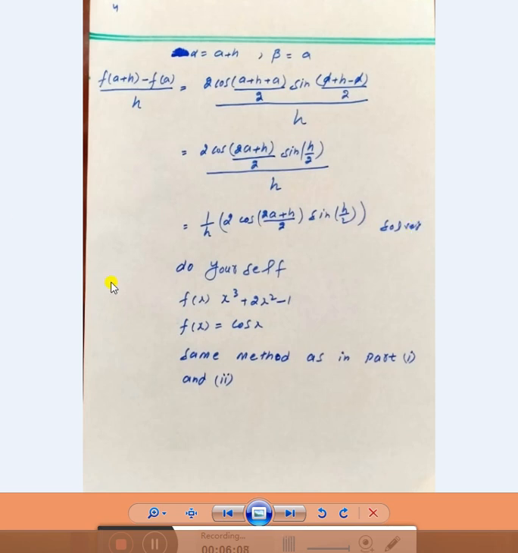Okay, the next parts of this question, kindly do yourself. For f(x) = x³ + 2x² − 1, I have a missing sign of equality, so put the sign of equality here. Then f(x) = cos x. Use the same method as in parts 1 and 2. Kindly solve these questions. Hopefully, students, you picked up everything effectively, and inshallah in the next lecture we will solve more questions and their solutions.